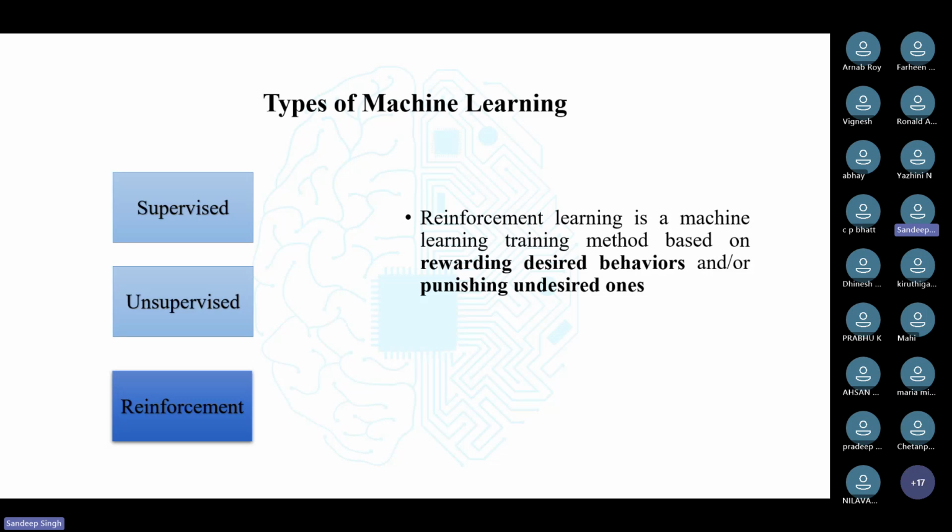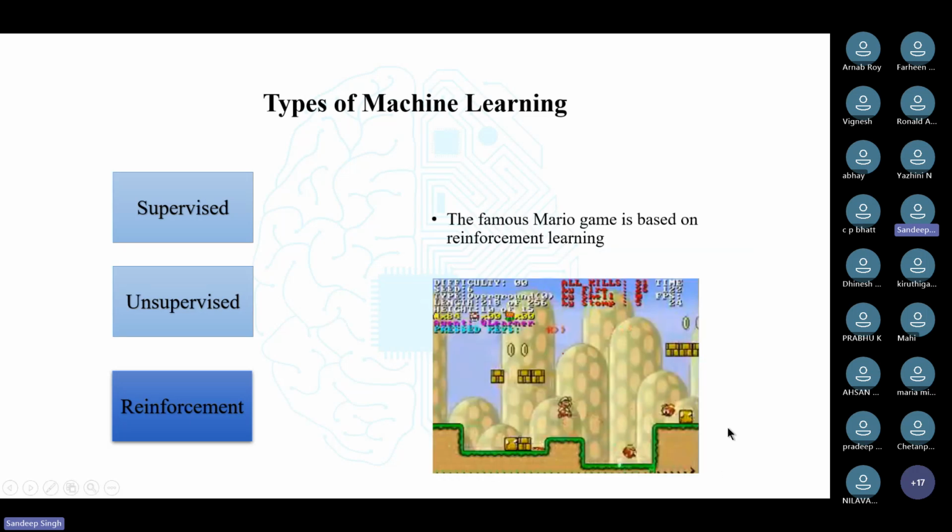Third and last one is reinforcement learning. It is like we are rewarding something: what we want, we are rewarding that, but what we don't want, we are punishing that undesired one. The famous example for that is the Mario game, in which if we keep on going without hitting anything, we will be rewarded for that, and we can complete the level. But if we touch anything, it will kill the player. So it will punish that particular player. This is a type of reinforcement learning.